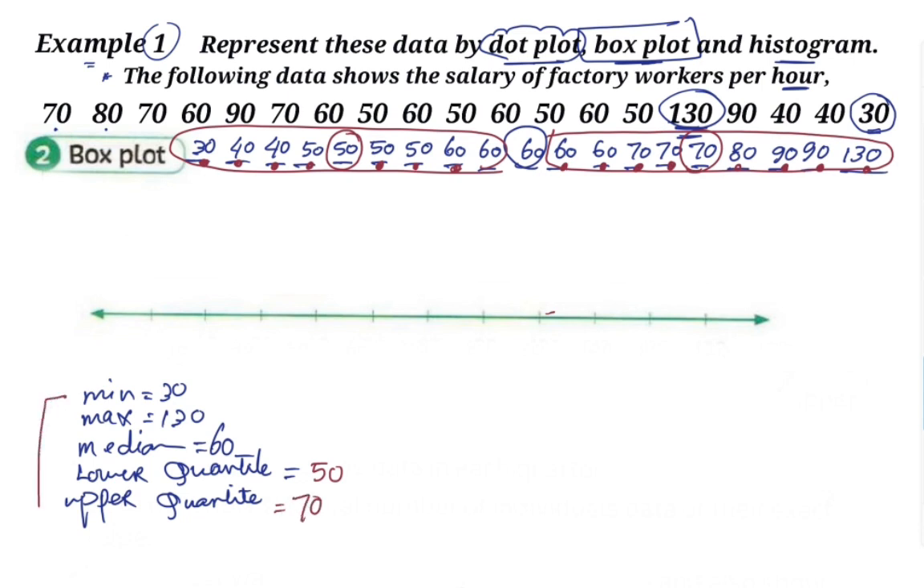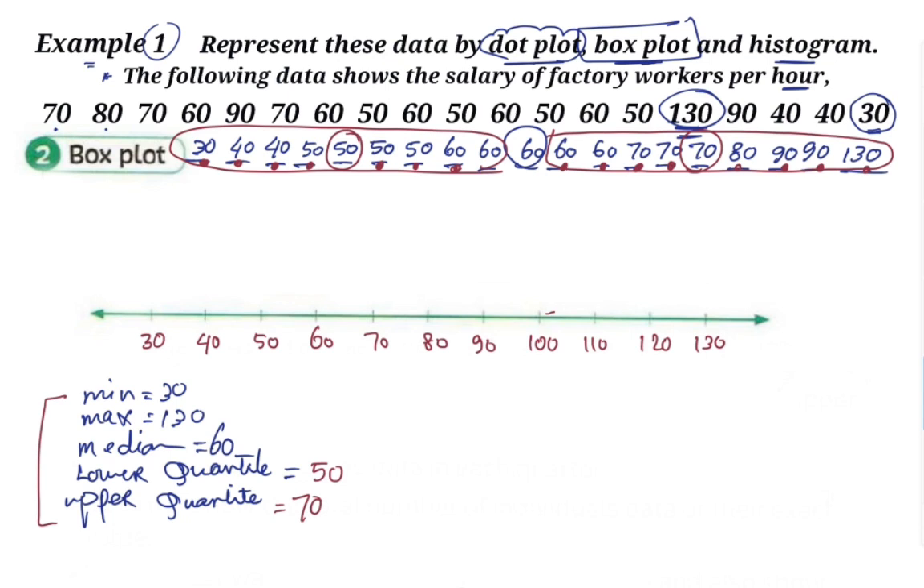This is called the 5 number summary. Now I can draw my box plot. How? First I need to write the numbers. The numbers start with 30, 40, 50, 60, 70, 80, 90, 100, 110, 120, and the last one 130. Now we have minimum 30 and maximum 130.